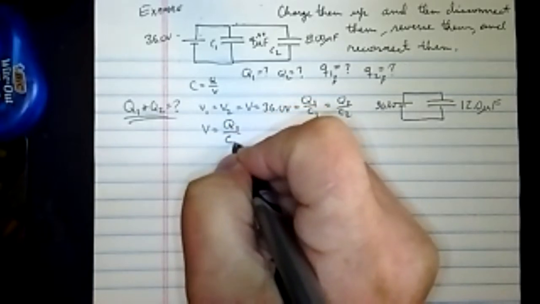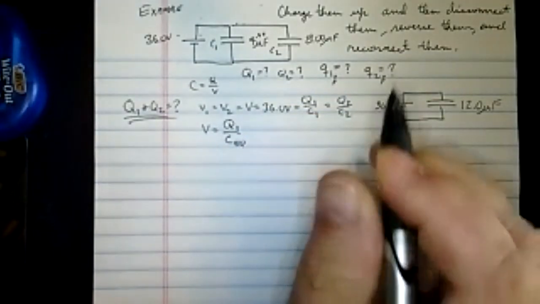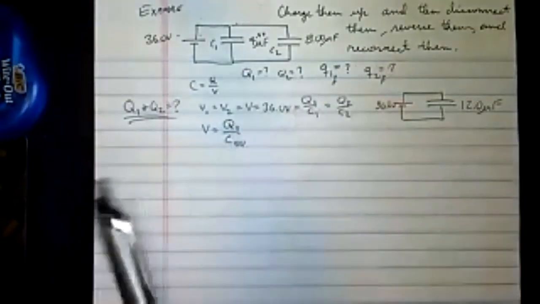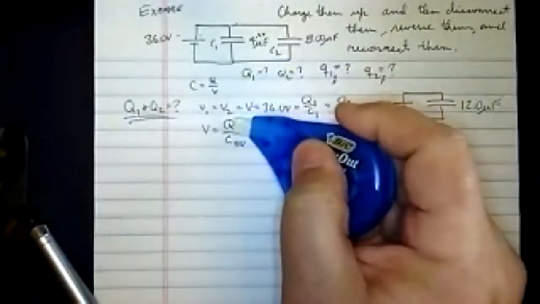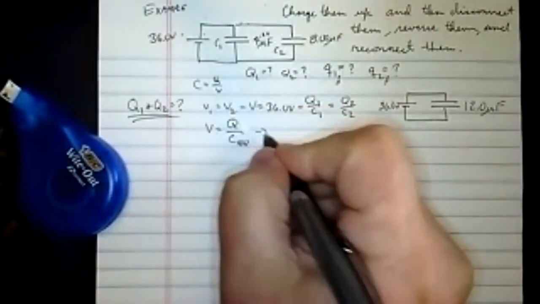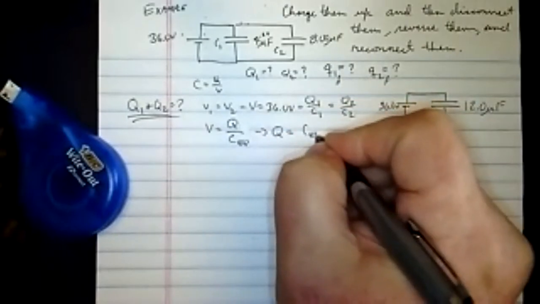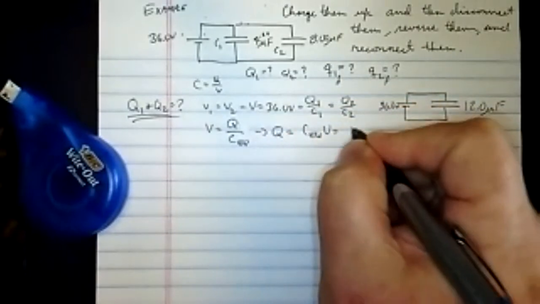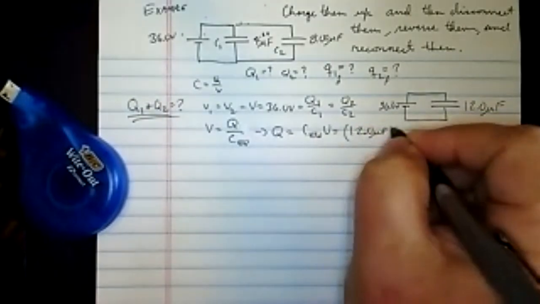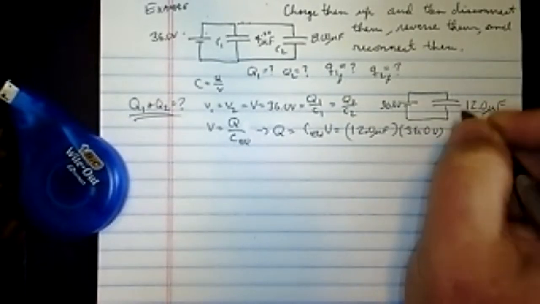So the other thing we know is that V is equal to Q over C equivalent. I'll leave that 1 off and let you figure that out in a second. So the charge that's going to come out is C equivalent times this. So I'm going to find out what that charge is. That charge Q is going to be C equivalent times the voltage. Well, the C equivalent is 12.0 microfarads, and the voltage is 36.0 volts.